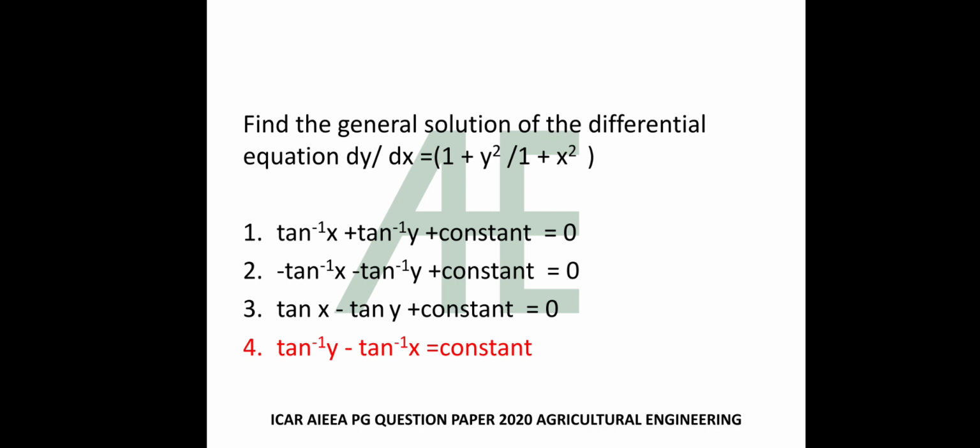Find the general solution of the differential equation dy by dx is equal to (1 plus y square) divided by (1 plus x square). Options: tan inverse x plus tan inverse y plus constant is equal to 0; minus tan inverse x minus tan inverse y plus constant is equal to 0; tan x minus tan y plus constant is equal to 0; tan inverse y minus tan inverse x is equal to constant. So how to solve this?